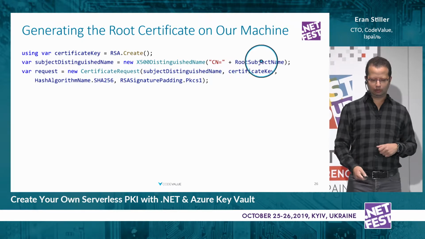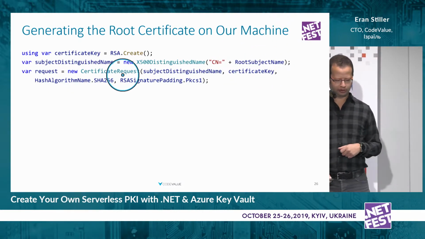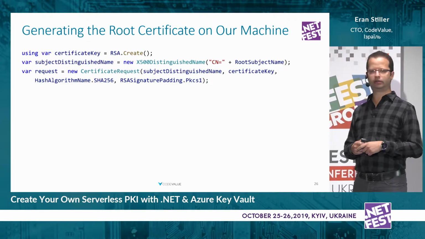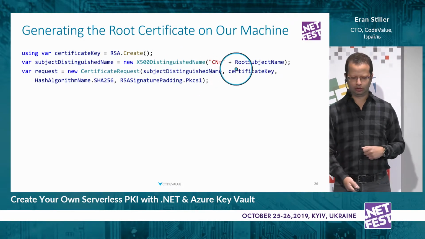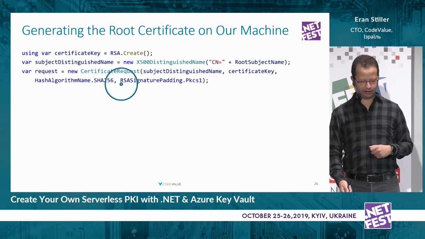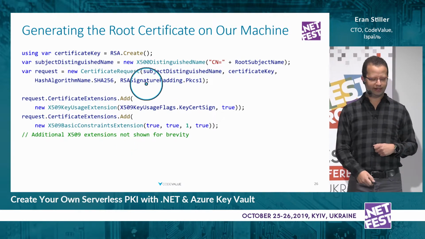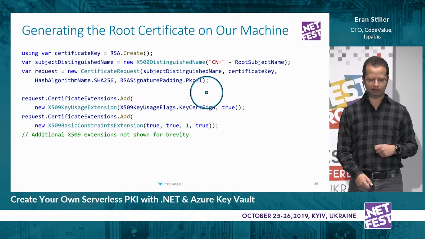Sorry. We create the subject name. This is the name of the certificate authority. We create something that's called a certificate signing request, which is the way we create certificates in .NET and in the world. We give it the certificate name, the key we just created, along with the algorithms we want to use. We add the extensions that we want. Again, we specify that the certificate is used for signing other certificates.